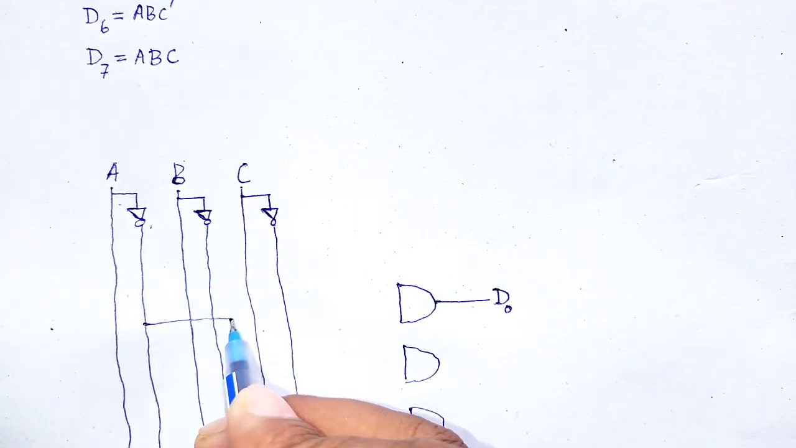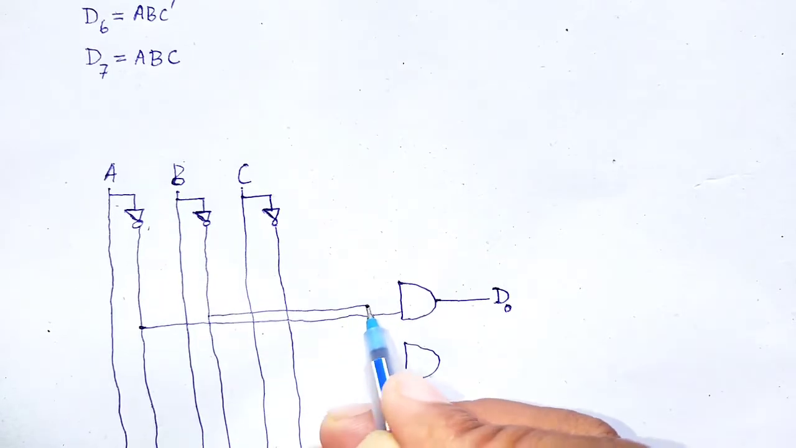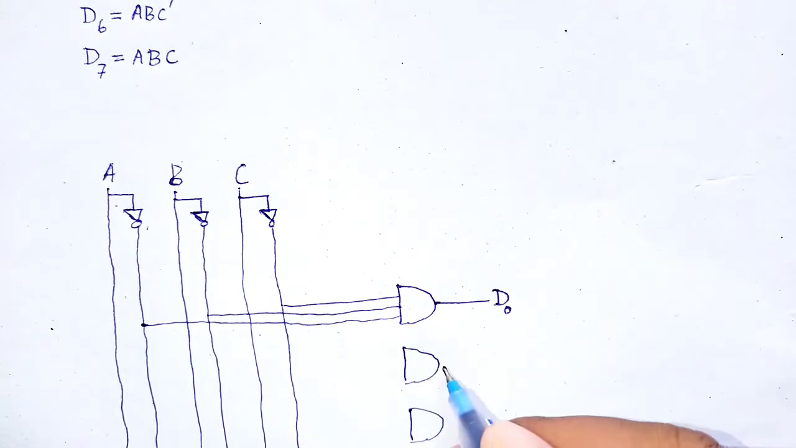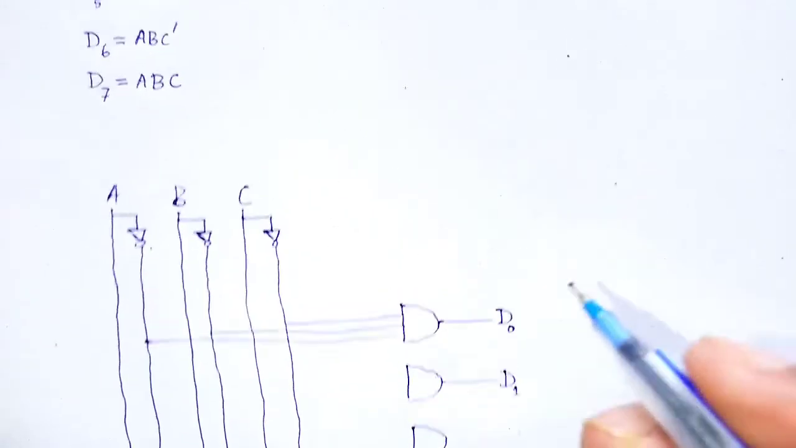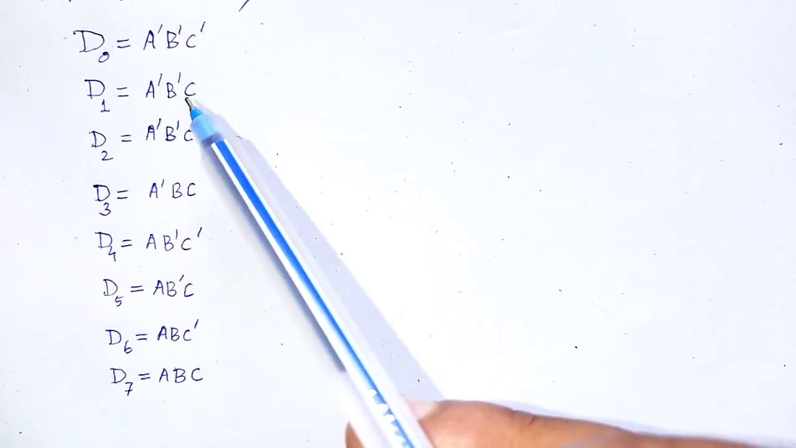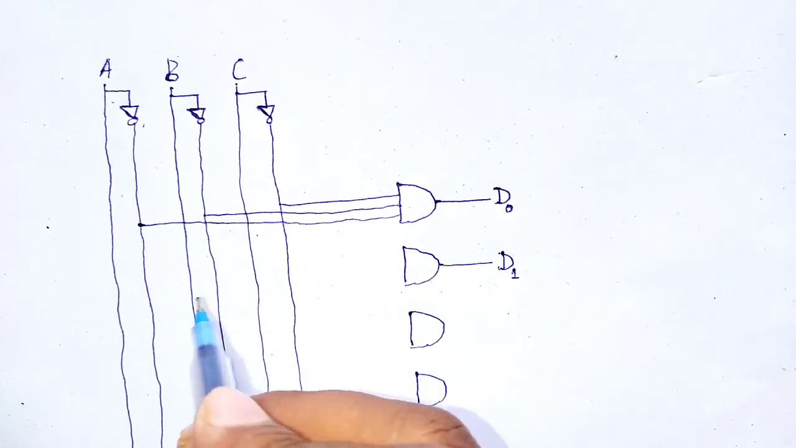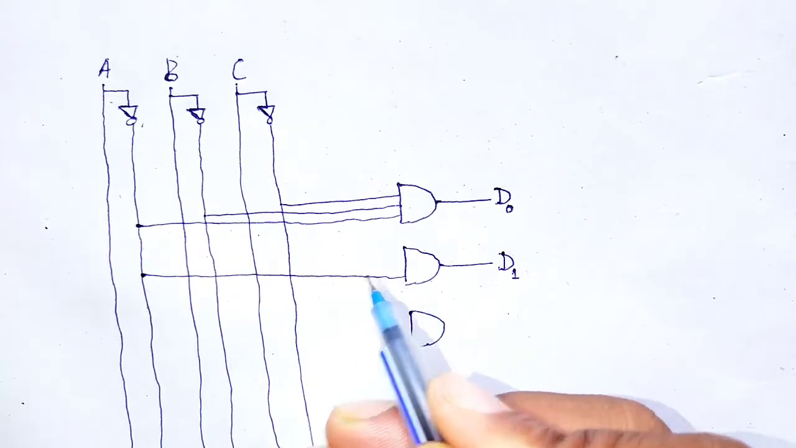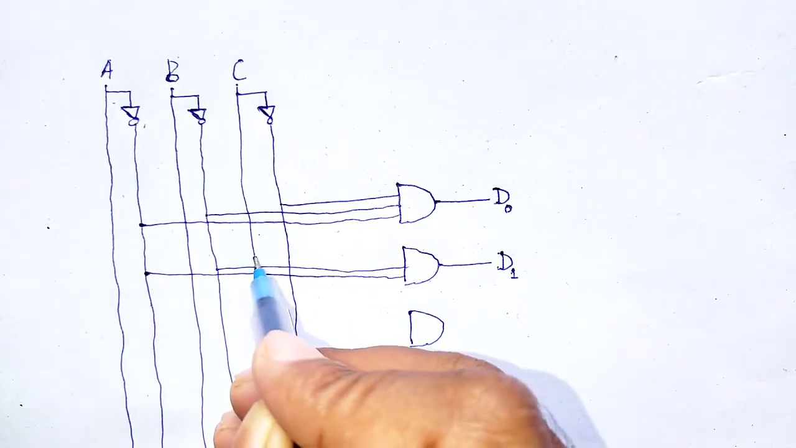A dash, this is B dash, this is C dash. Next for D1, A dash, B dash, C. A dash, B dash, C.